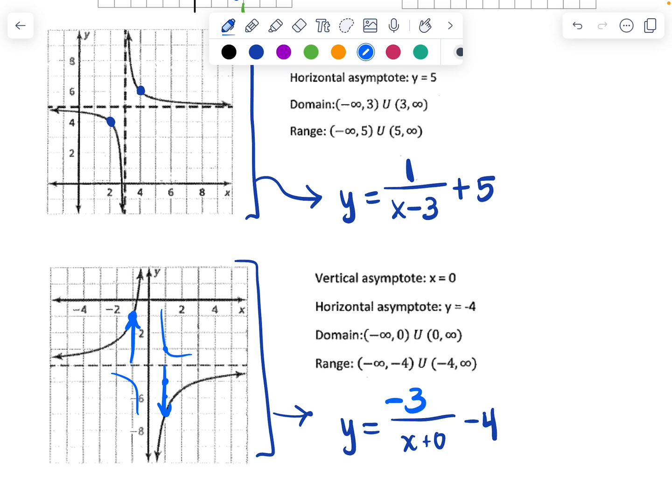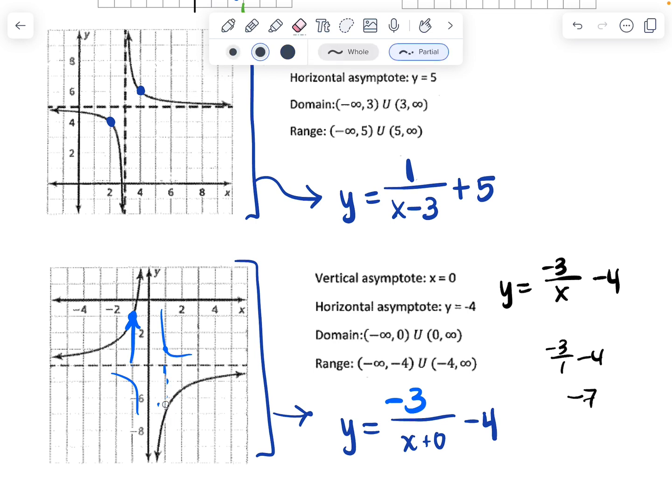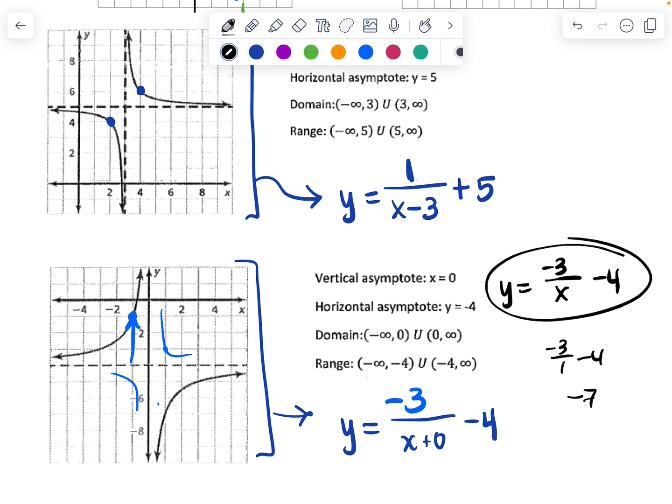Okay, so let's test this out. I'm saying that I think that the equation is -3 over x minus 4. And let's see if we're right. I'm going to substitute in 1. So that'd be -3 over 1 minus 4. That should mean I get -7. And I've got writing all over here, but I'm pretty sure that that's true. Yep, this point right here is at -7. All right, so this must be my equation.